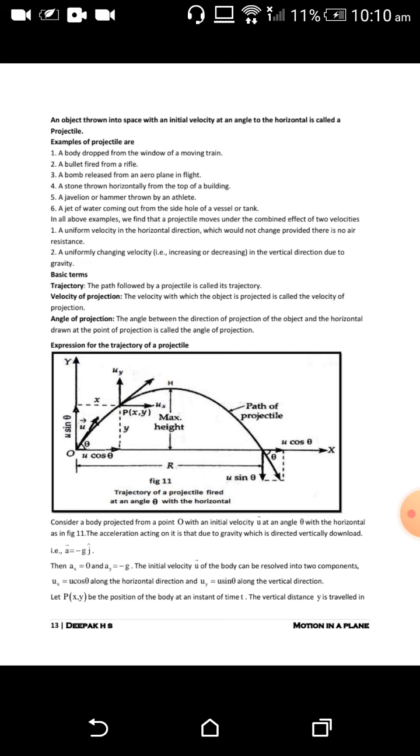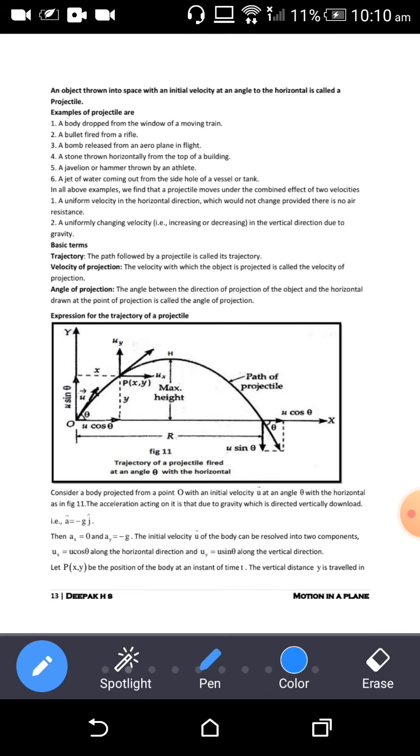And we have considered a particle P. You can see in the figure we have considered the particle P at (x, y), which represents the position of the body at an instant of time. So (x, y) is the coordinate.